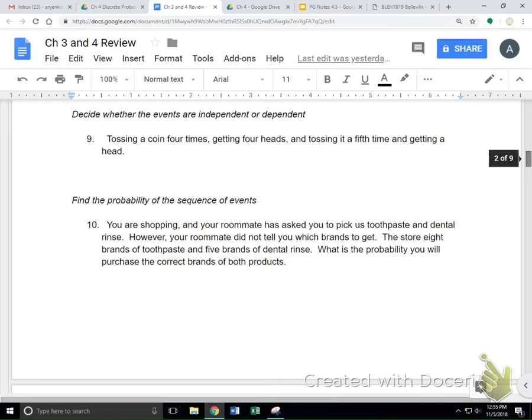The next one says decide whether the events are independent or dependent. So tossing a coin 4 times and getting heads, and then tossing it a 5th time and getting a head. Well, the effect of the first ones is not going to change the probability of getting a head. It's still 0.5. So we're going to say this is independent.